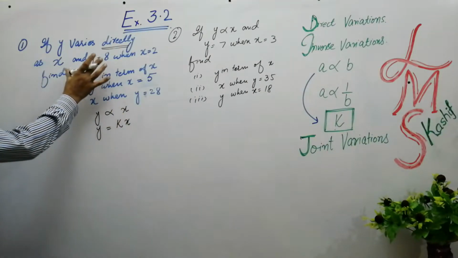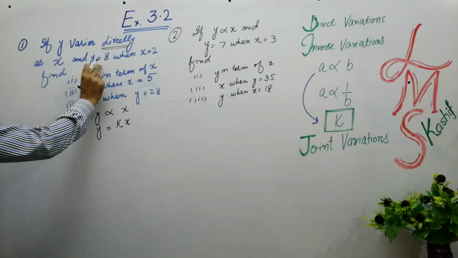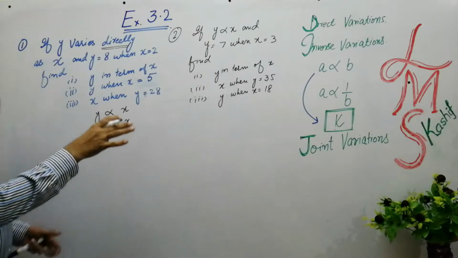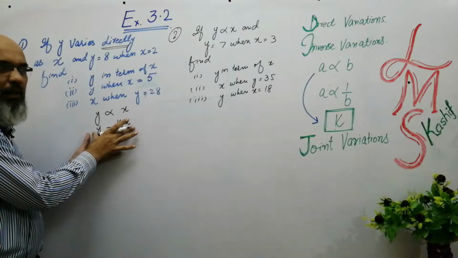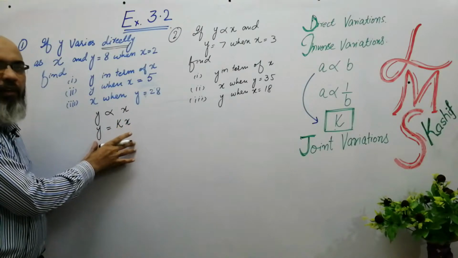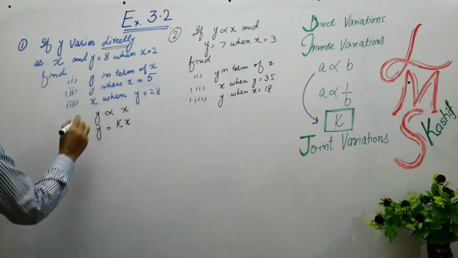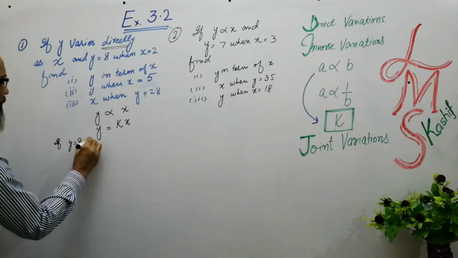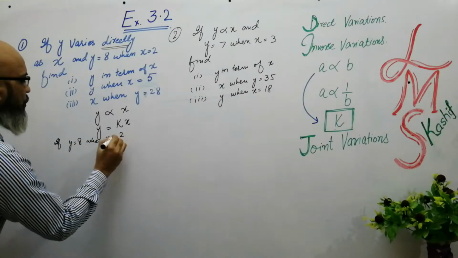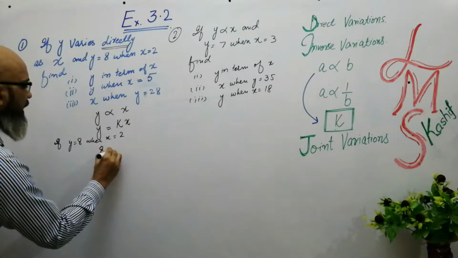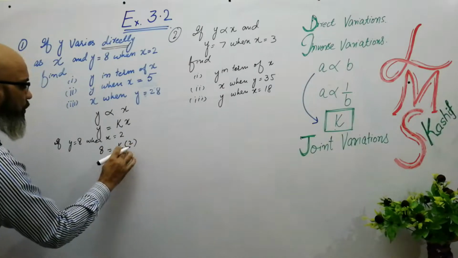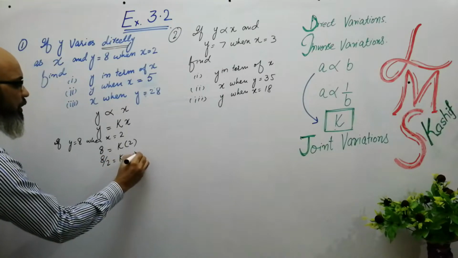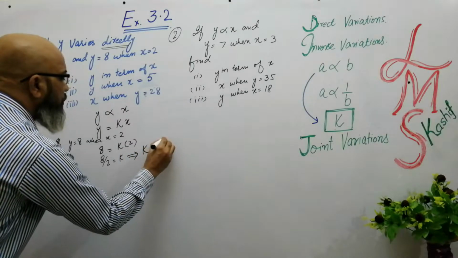So now we have different values as y is equal to 8 when x is 2. First we have to find the value of k in each question. In all questions, first we make the equation, then we find the value of the constant. So if y is equal to 8 when x is equal to 2, we put the values: 8 is equal to k into 2, 2 will divide in this way, 8 over 2 is equal to k, so it means k is equal to 4.